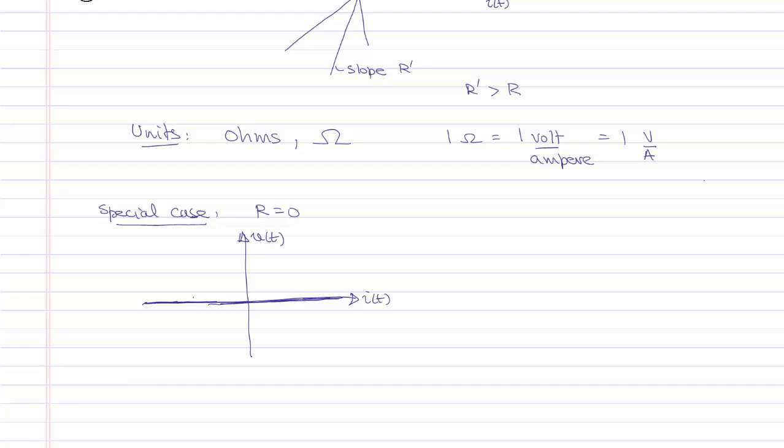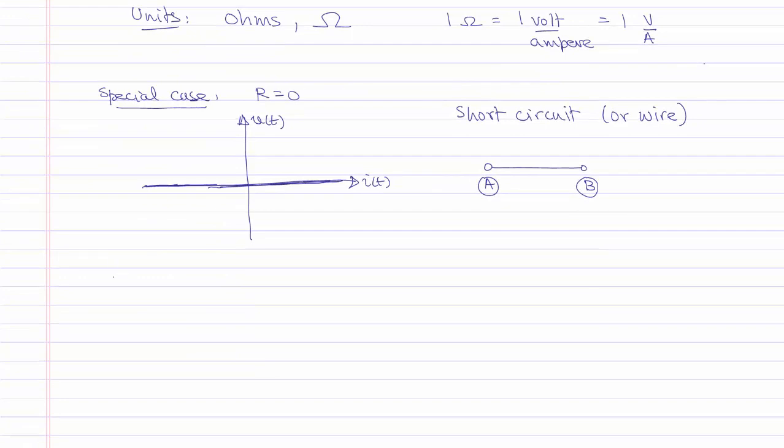Another name for such a resistor is a short circuit or a wire, which represents a resistance of 0 ohms. We normally do not show the symbol of the resistor for a resistance of 0 ohms. We simply draw a wire between the two terminals A and B to show that it is a resistance of 0 value. The second special case is when the resistance is infinity.